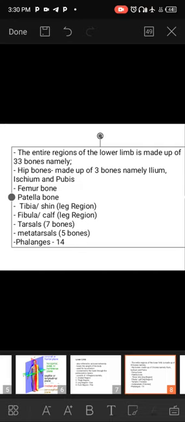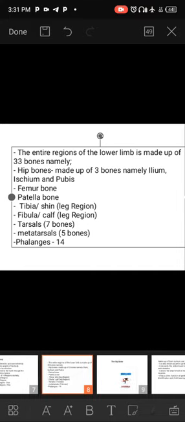The hip bone is composed of 3 innominate bones, namely ilium, ischium, and pubis. So in most cases, we tend to say that the hip bone or the pelvic bone contains 3 bones. So 3 bones come together to form this hip bone. Whereas in some schools of thought, the hip bone is counted as just a single bone, and that will make the total number 31.